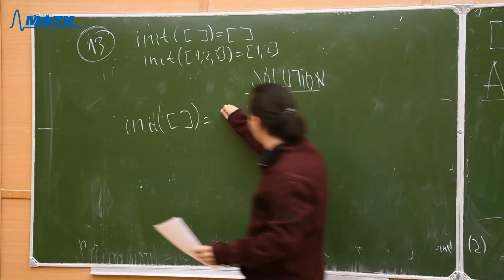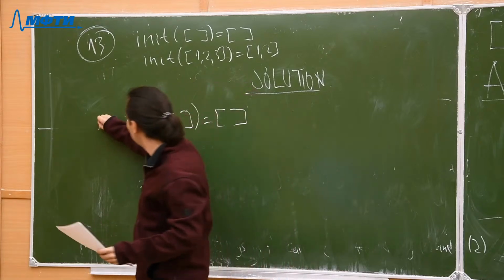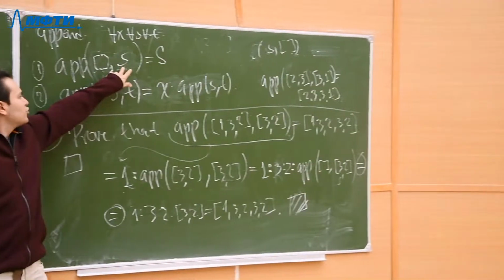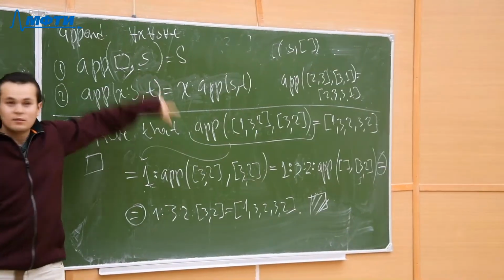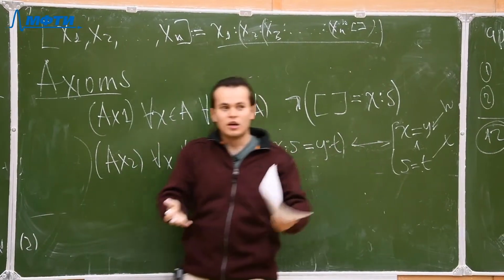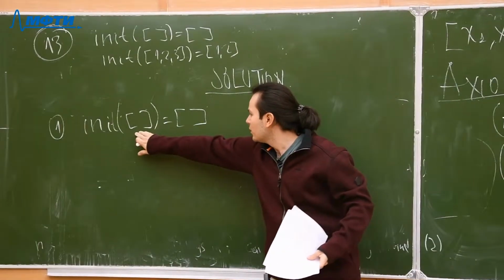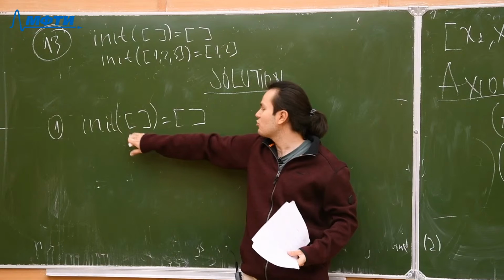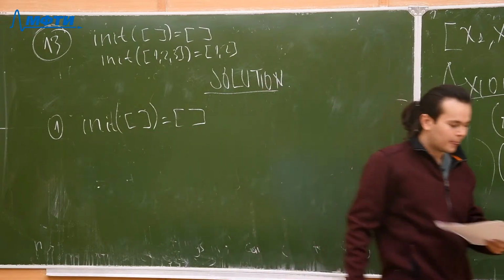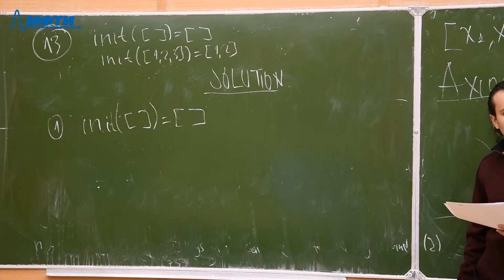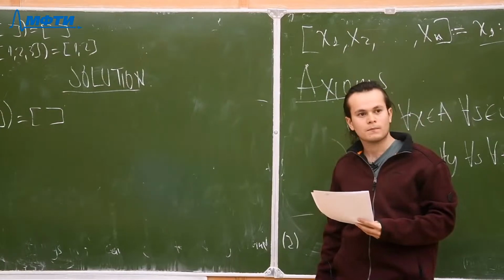The empty string, right? So this is the first rule, like we are doing here. Already the length of an empty string is 0, so we always start with an empty string. We say that the value of this function over the empty string is the empty string itself.